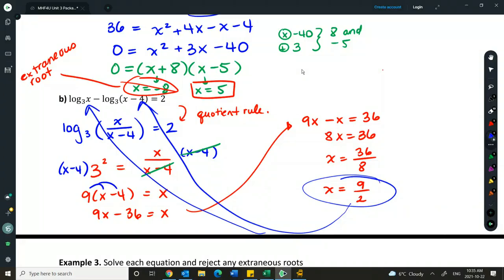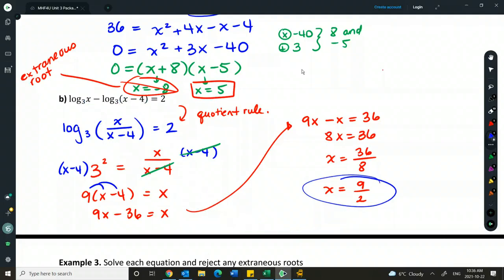Andrew, you're right in front of Clayton there. So 9 over 2 is 4.5. Does that cause me to take the log of 0 or a negative if I plug it into either of these x's? Nope, it doesn't. So we're good with the answer. That's a possible answer.